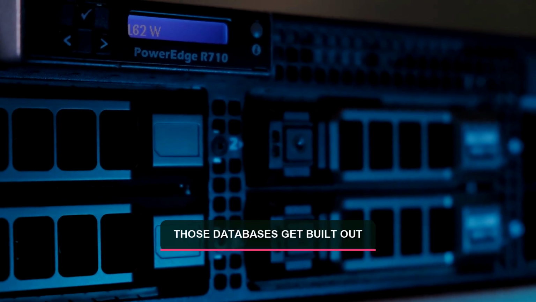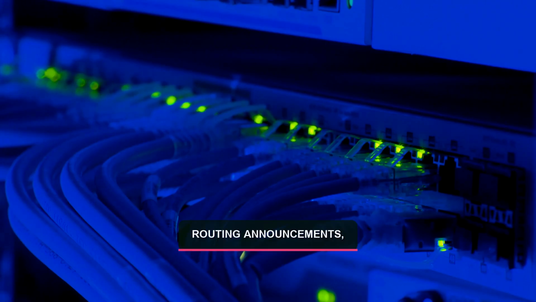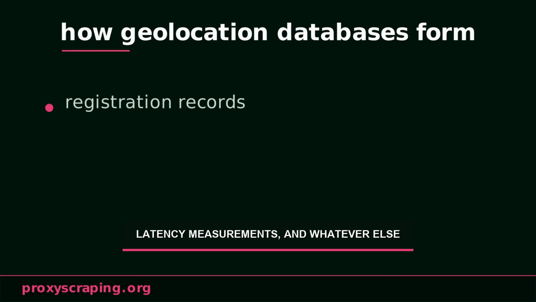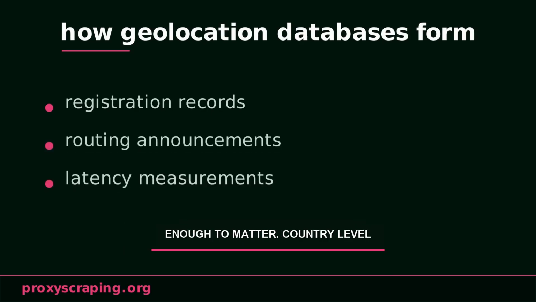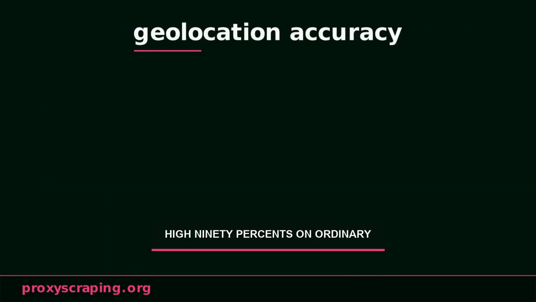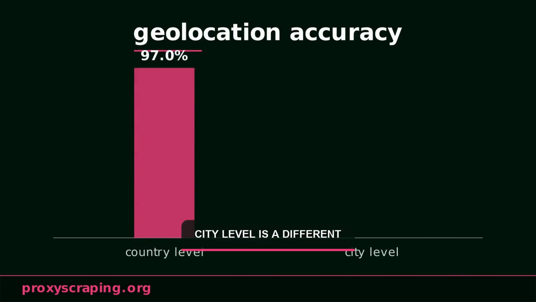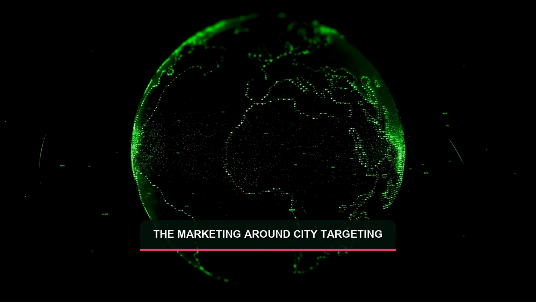Those databases get built out of registration records, the address holder files, routing announcements, latency measurements, and whatever else the vendor can buy or infer. They are wrong often enough to matter. Country level is decent, up in the high 90% on ordinary connections. City level is a different animal, and the vendors publish their own city accuracy figures, which sit well below what the marketing around city targeting implies.